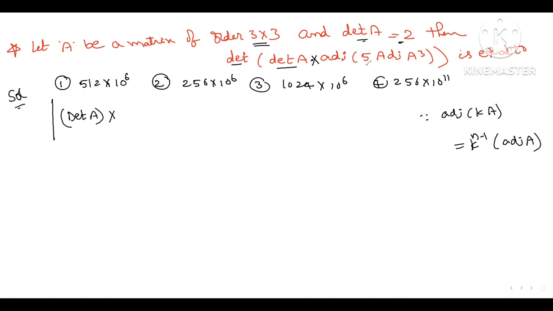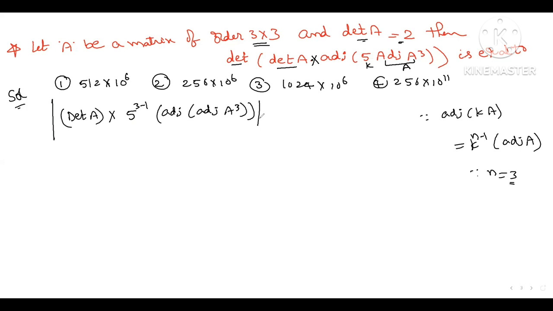Okay, here k value is 5. Here A is replaced by adjoint of A cube. Now applying this formula, what do we get? k to the power n minus 1, so 5 to the power n minus 1. What is the value of n here? n is equal to 3. 5 to the power 3 minus 1, with adjoint of A replaced by adjoint of A cube.